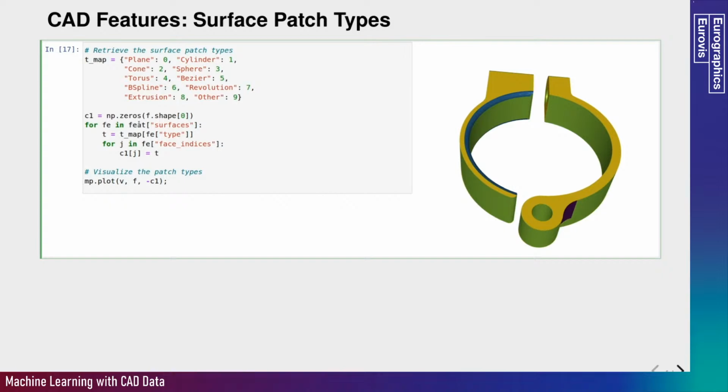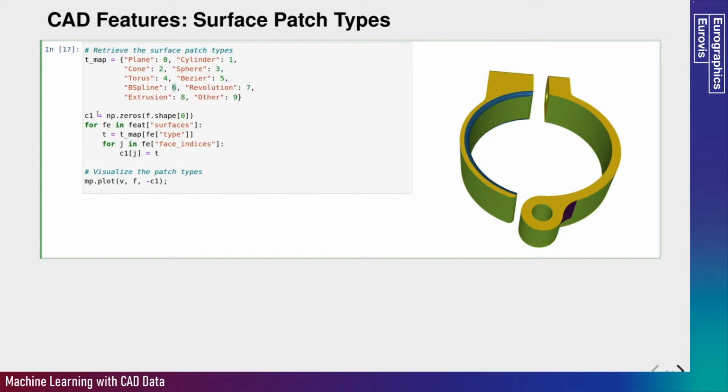In order to get the ground truth labels here, we again go over our feature file, but in this case we don't go over the curves, but instead we iterate over the surfaces. For each of the surfaces we can just get the class by mapping the surface type into these numbers. So plane would be class 0, whereas a B-spline surface would have the class 6.